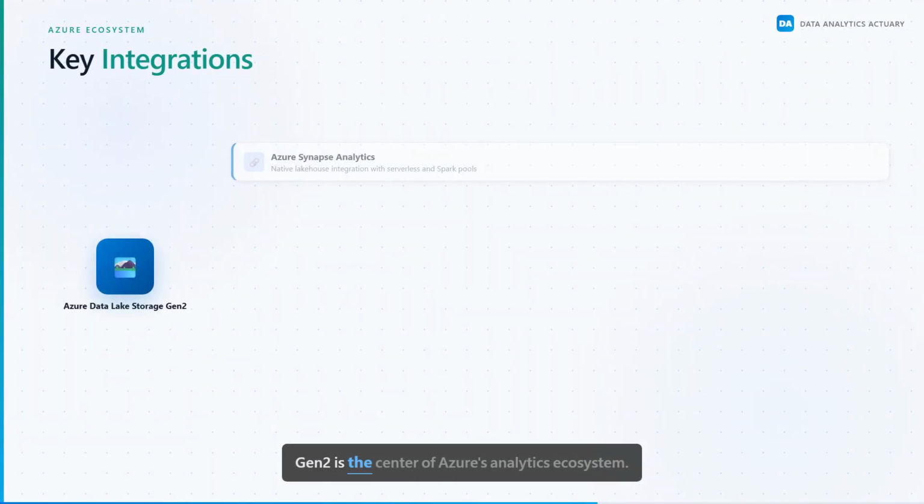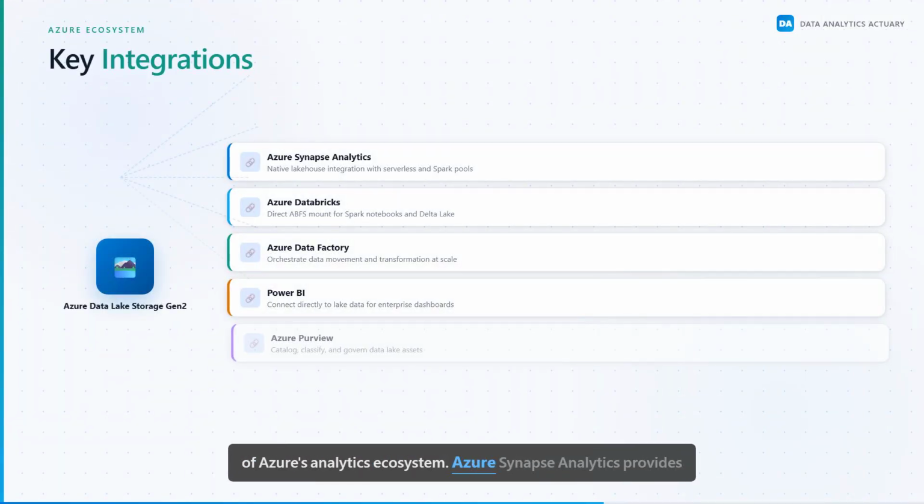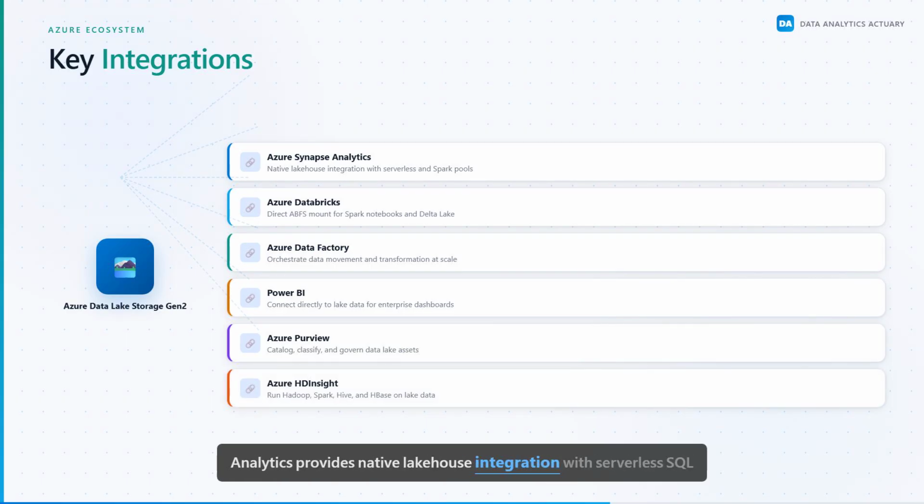Gen 2 is the center of Azure's analytics ecosystem. Azure Synapse Analytics provides native Lakehouse integration with serverless SQL pools and dedicated Spark pools that read Gen 2 data directly. Azure Databricks mounts Gen 2 via the ABFS driver for Spark notebooks and Delta Lake processing. Azure Data Factory orchestrates data movement and transformation across hundreds of connectors into your lake. Power BI connects directly to Gen 2 data for enterprise dashboards and self-service analytics. Azure Purview catalogs, classifies, and governs data lake assets with automated scanning and lineage tracking.